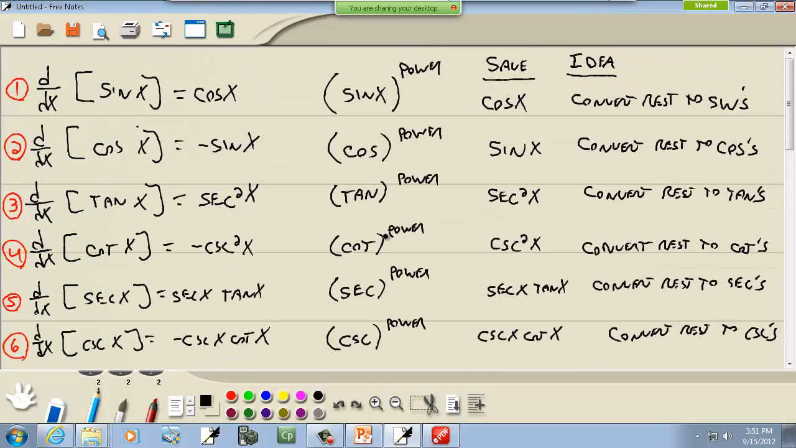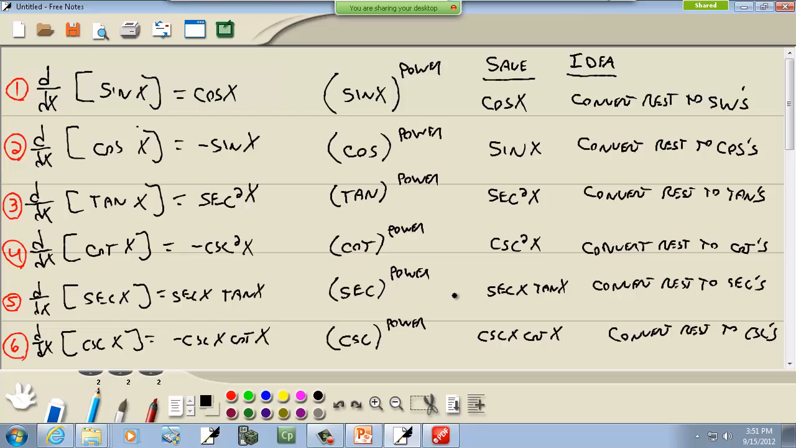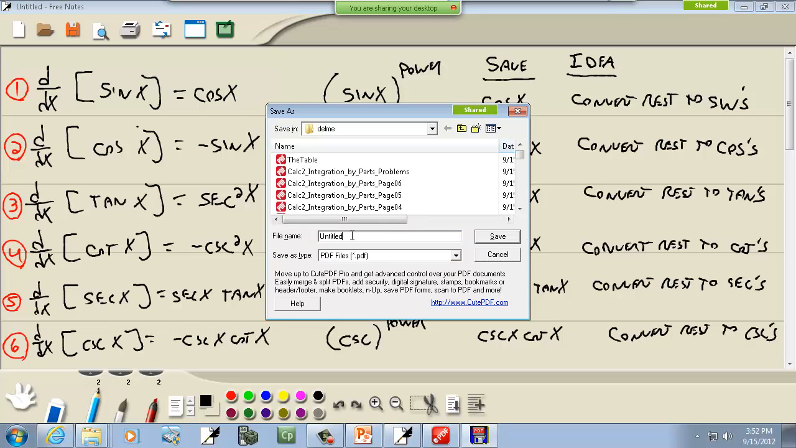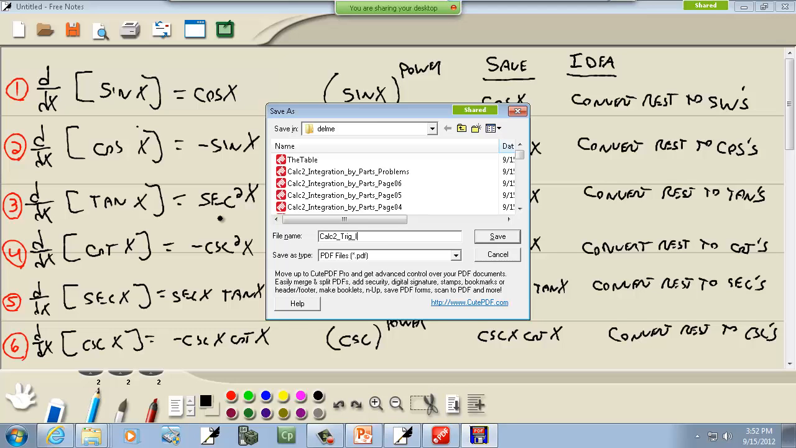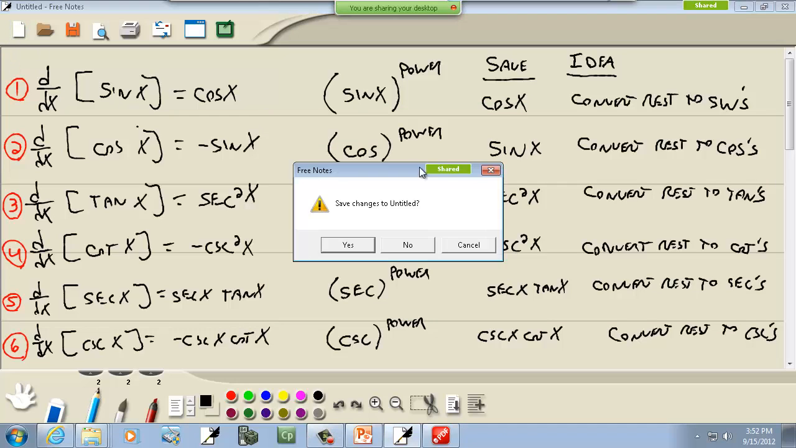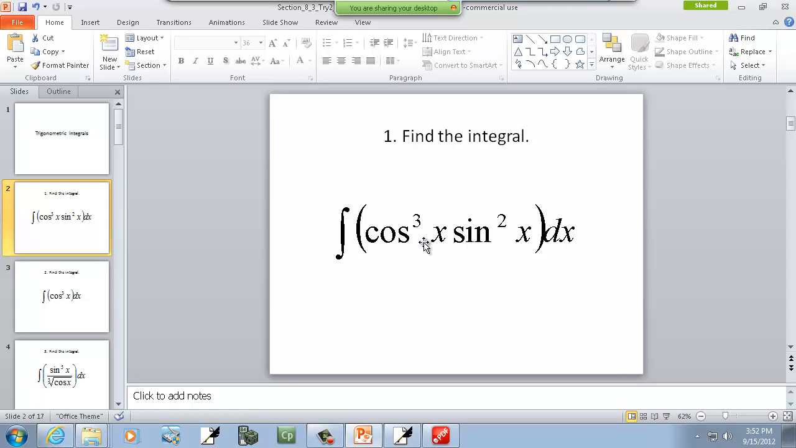I guess I need to save that page. And this is Trig Integrals. So Calc 2 Trig Integrals, page 01. And let's look at our next problem.